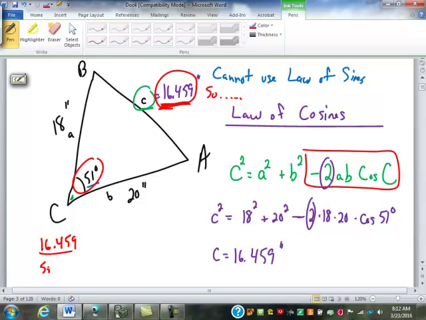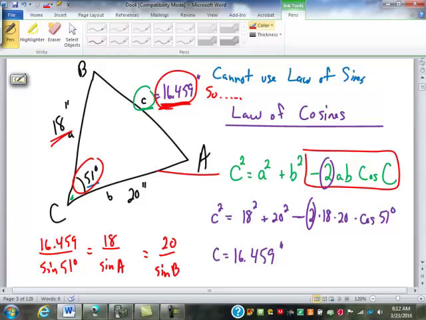16.459 over the sine of 51 degrees equals 18 over the sine of which angle? 18 would be over the sine of A. And then also equal to 20 over the sine of angle B. So I pick up my proportions, cross multiply, and divide, and I can find my other two angles.